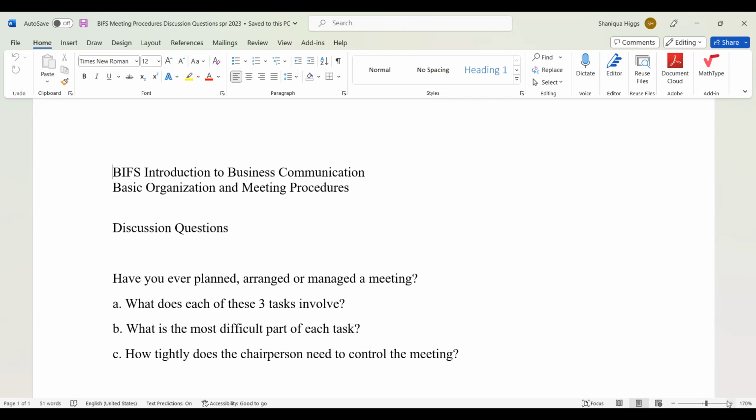So I'm going to give you some time to absorb the questions and then think about responses. You may want to jot down notes so that you can volunteer your answers. But what does planning or arranging a meeting involve? What does managing the meeting involve? What do you think is the most difficult? And how tightly do you think the chairperson needs to control the meeting? What is his or her role?